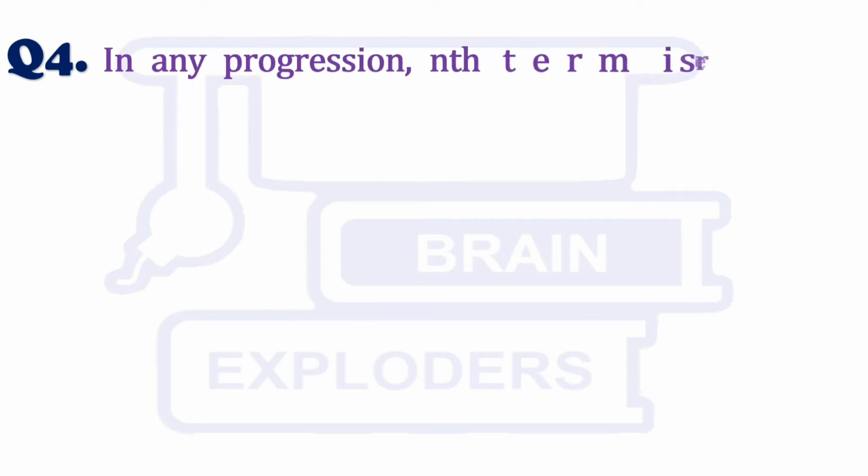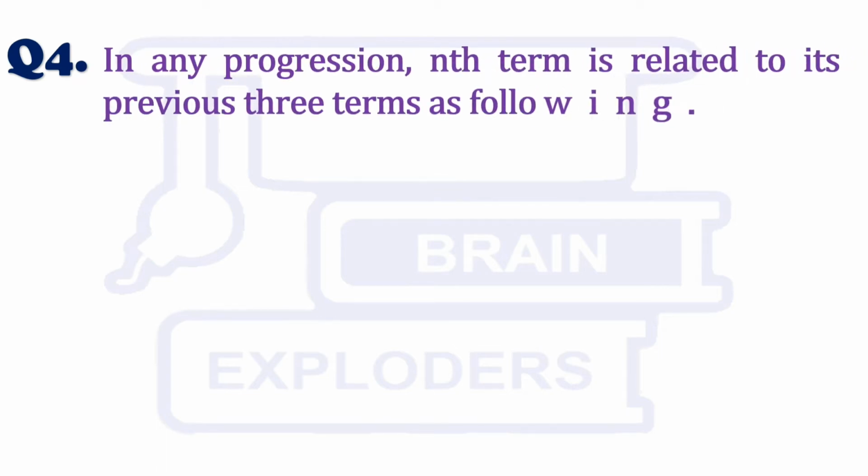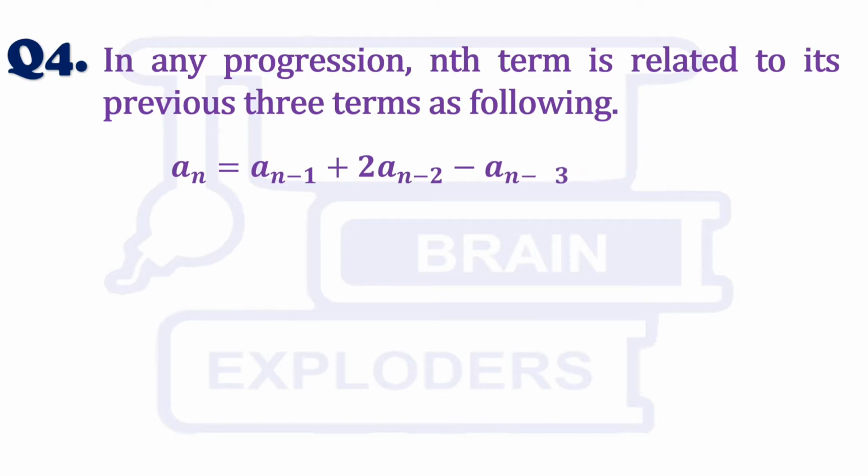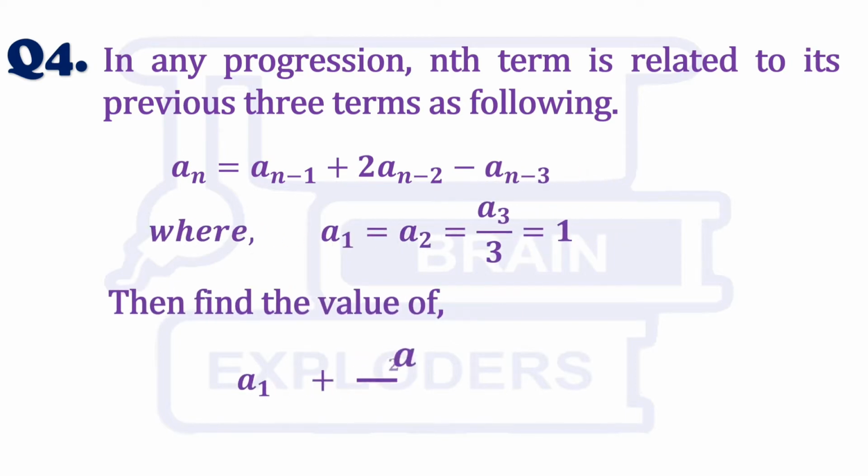In any progression, nth term is related to its previous three terms as following. Then find the value of a1 plus a2 over 2 plus a3 over 2 squared and so on.